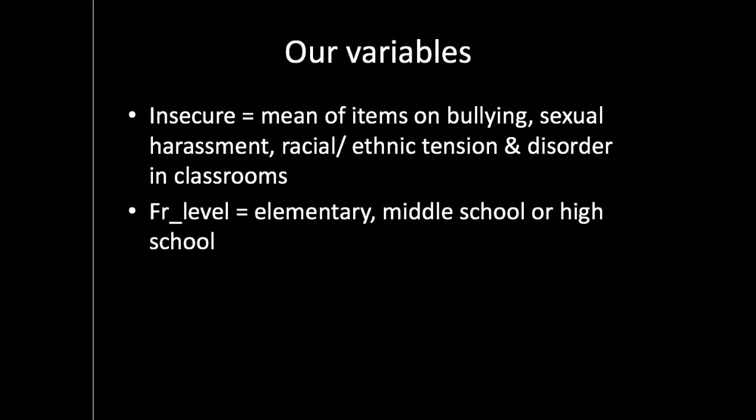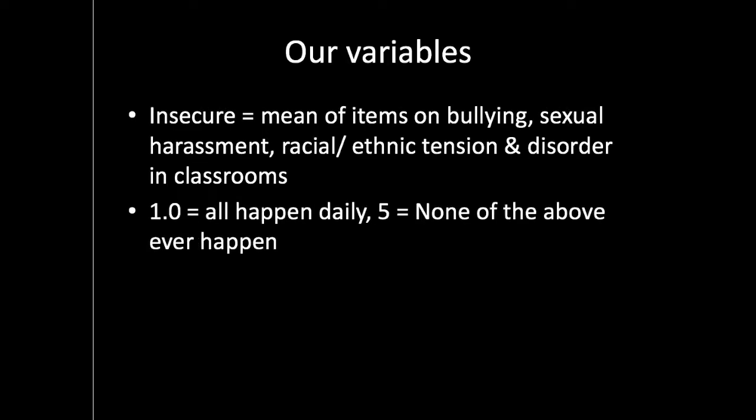So let's take an example of this. Here we have 2 variables. We have insecure, which is the mean of items on a scale of bullying, sexual harassment, racial ethnic tension, and disorder in classrooms. So the higher the score, actually, the more secure you are. So 5 on all of these, say, would be it never happens. And then we have this FR level, which is the level of the school. So elementary school's a 1, middle school's a 2, and high school's a 3. So we have 3 groups, and we have a variable that's continuous.